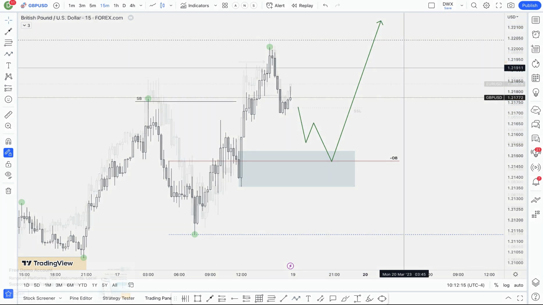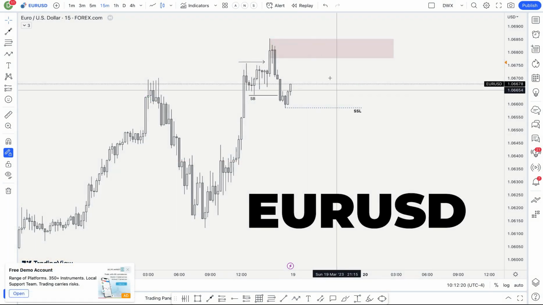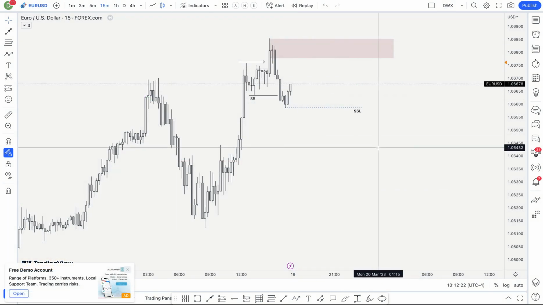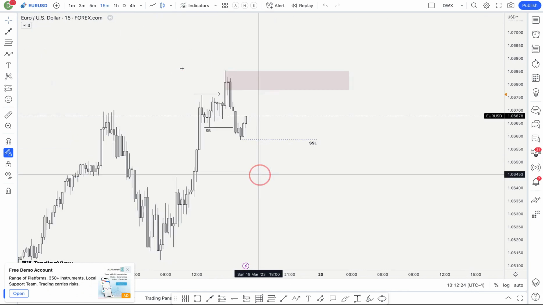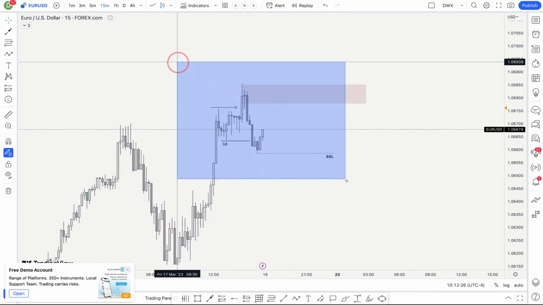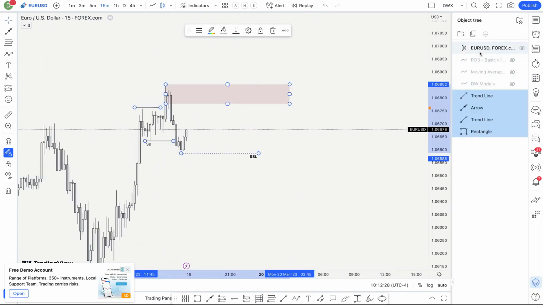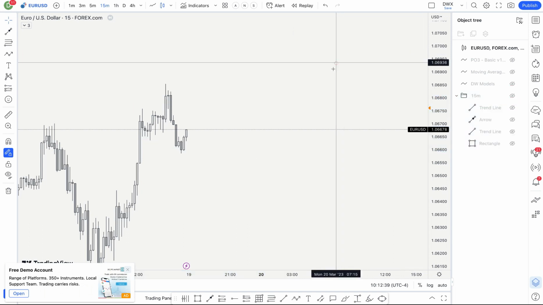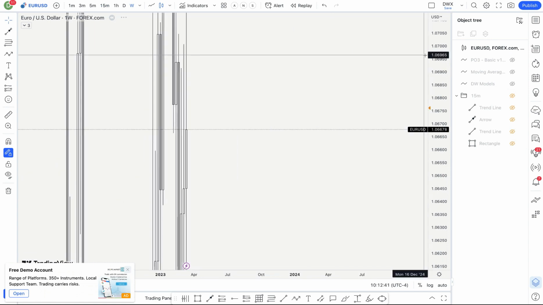So let's have a look at EU. 50-minute showing potentially a short, but before we get into the 50-minute time frame, let's first have a look at the high time frame. So let's just create a group, call this 50 minutes, and hide that for now. Let's go to the weekly time frame.